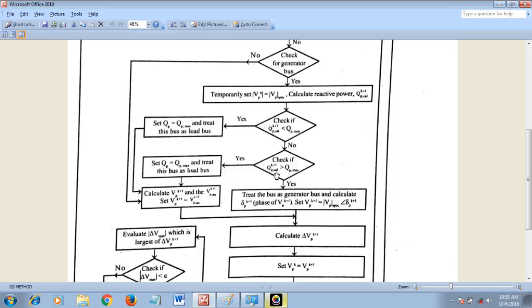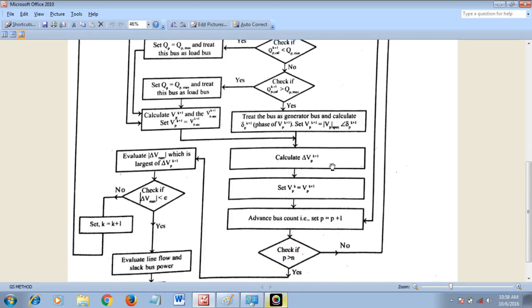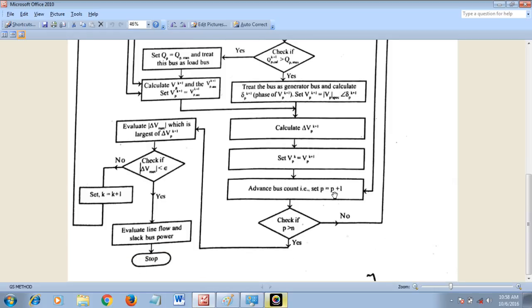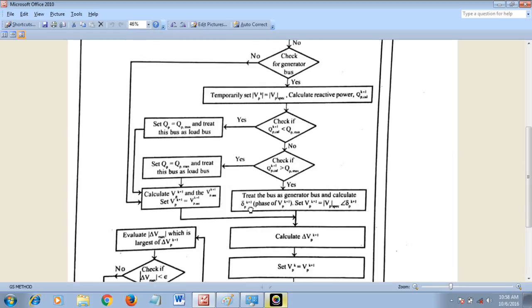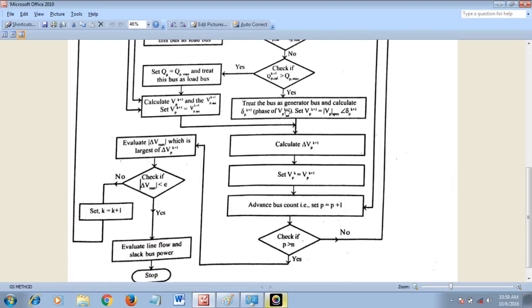Suppose it is greater, you have to check it against the limit. If this condition is satisfied, treat the bus as a generator bus and calculate your angle delta p k plus 1, the phase of Vp k plus 1, and set Vp k plus 1 as Vp specified at an angle delta p k plus 1. Again you have to calculate your del Vp k plus 1 and Vp k equal to Vp k plus 1. Again you have to advance the count. The advance count goes on until p is greater than n. Again you have to evaluate your del Vp.